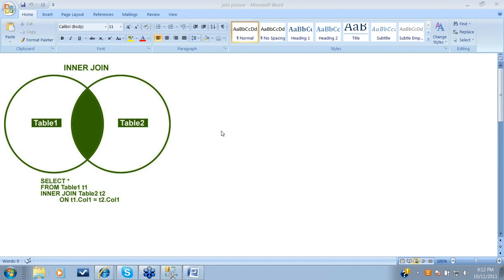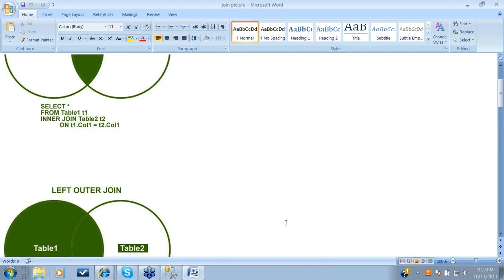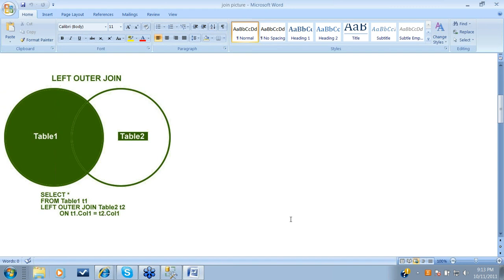So that is what the inner join is. How about the outer join? Now you need to tell me what the outer join is. I said there are two different types of outer joins: the left outer join and the right outer join. In this picture, we are only talking about the left outer join. So by looking at this picture, can you define a left outer join? Anybody?